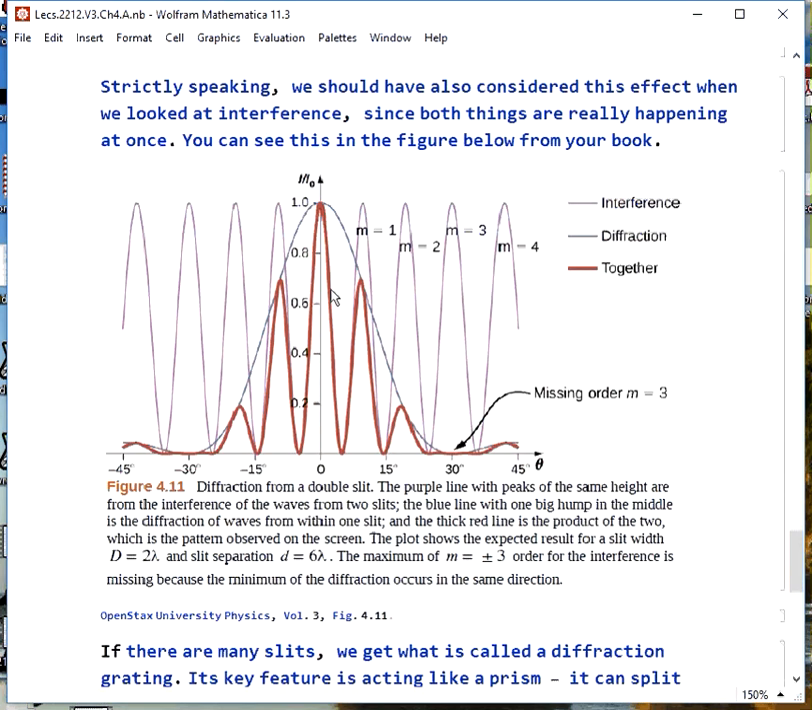This is really something we should have considered when we looked at double slit interference. There we just talked about the interference part, which would give us this purple sine wave here that the intensity never drops. The diffraction would give us this large bump here, and in reality we have both of them together, which gives us the red line.